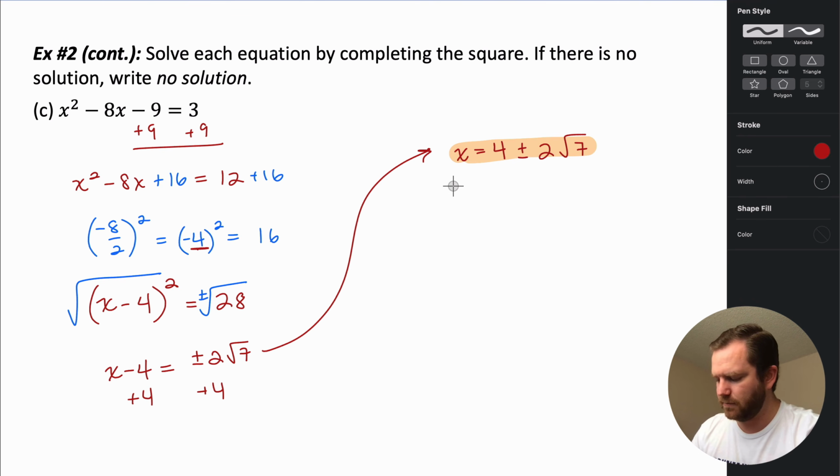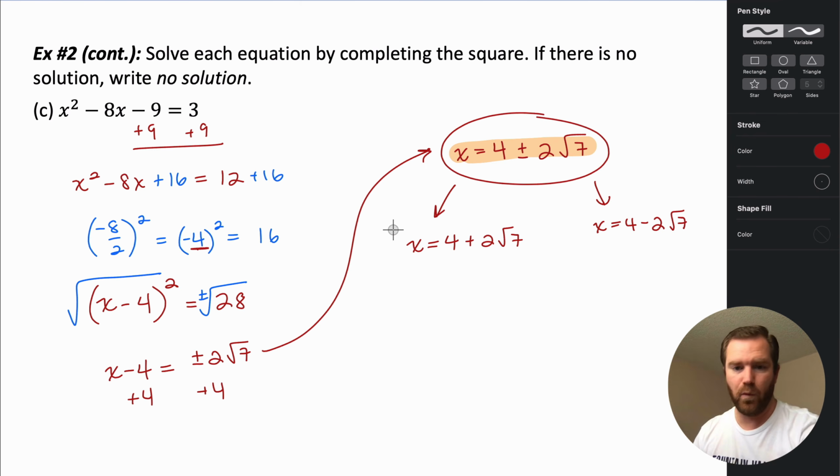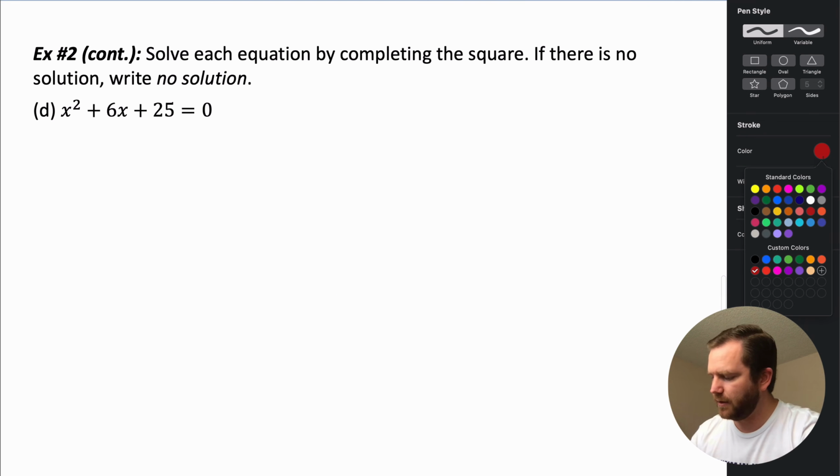But what does it mean? It means x is either 4 plus 2 times the square root of 7, or x is 4 minus 2 times the square root of 7. So those are your two solutions for this. But this is an acceptable way to write your solution because this plus or minus here is telling me we have two different answers, the positive form and the negative form. Okay?